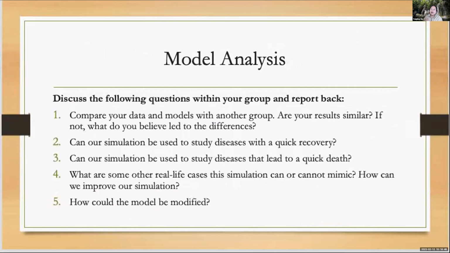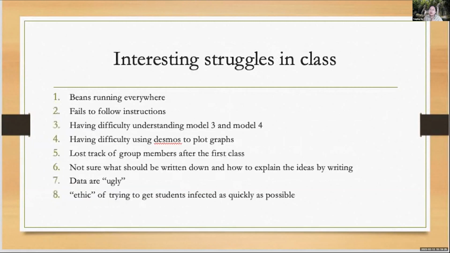The analysis includes comparing data with a model from another group. Do you see similar results? If not, what do you believe led to the differences? Did you drop the beans the same way? Did you make the criteria the same way? Can our simulation be used to study a disease with a quick recovery? Can our simulation be used to study a disease that leads to a very quick death? And what are some other real-life cases that this simulation can or cannot mimic? And how can we improve our simulation based on the particular situation you want to describe in real life? And how does that lead to a modification of our model?